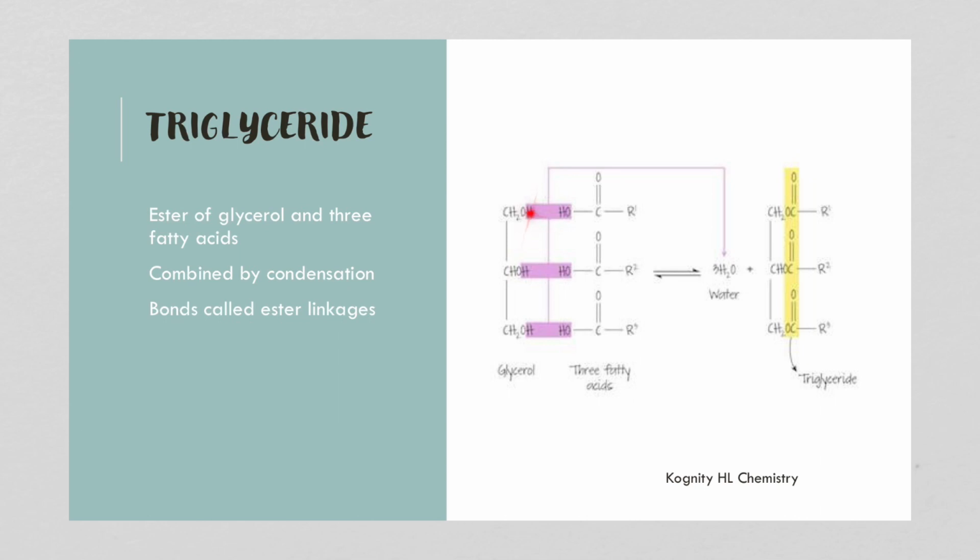So you can see there's a hydrogen coming off of the glycerol and a hydroxyl coming off the fatty acid. And then we end up with a triglyceride and 3 waters because there's 3 condensations that are happening. The bonds are called ester linkages, and that should sound familiar to you because we know that a reaction between alcohol and a carboxylic acid will form an ester.